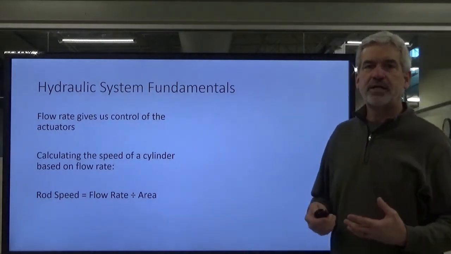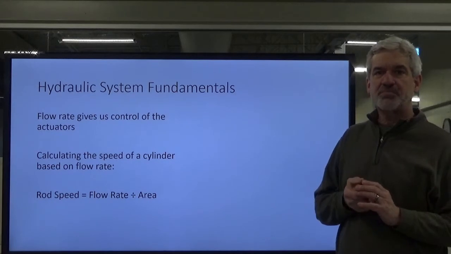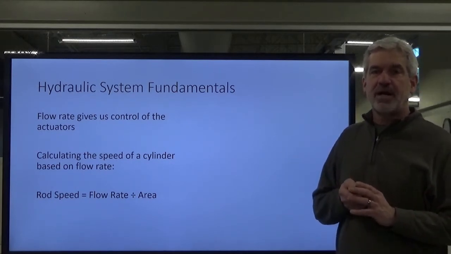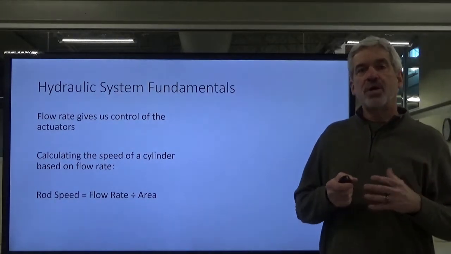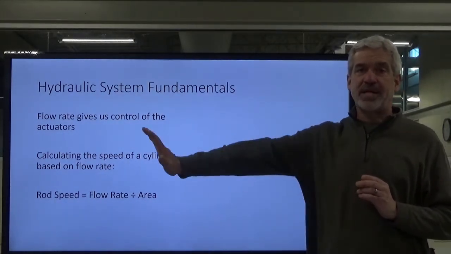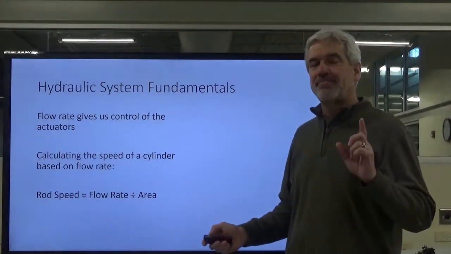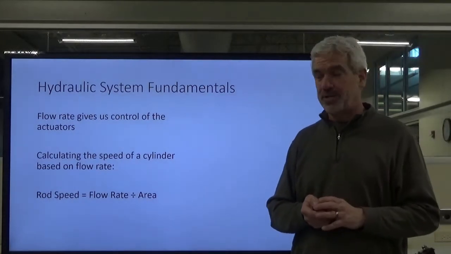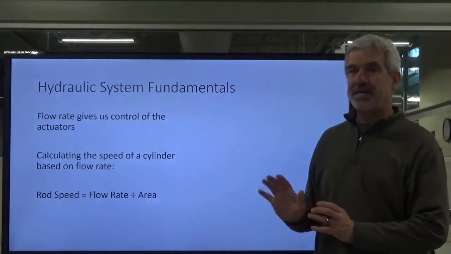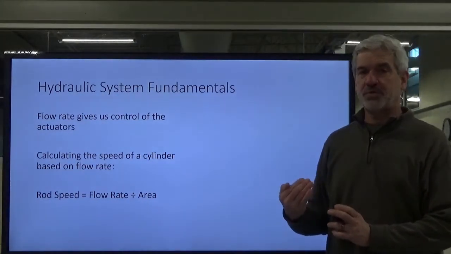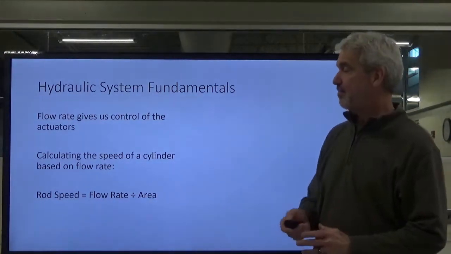Again, it gives us the control over our actuator, and if we know what our speed is based on our flow meter, we know what our flow in gallons per minute is based on our flow meter, we can then calculate how fast that rod is going to either extend or retract. And we got a formula for that. But I'm going to make life a little bit easier for you this time around, okay? Our formula for determining the rod speed's extension rate or the rate at which it retracts is flow rate over area, or flow rate divided by area, okay?